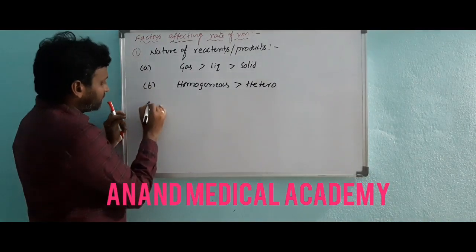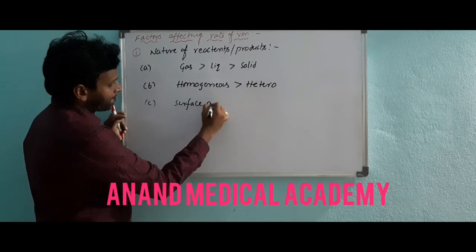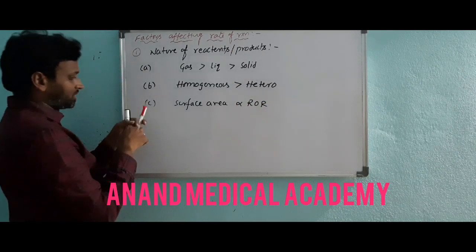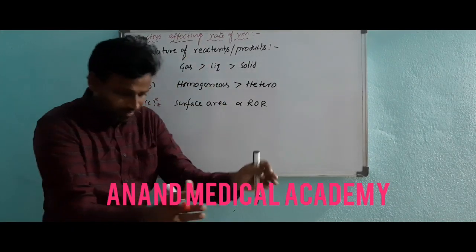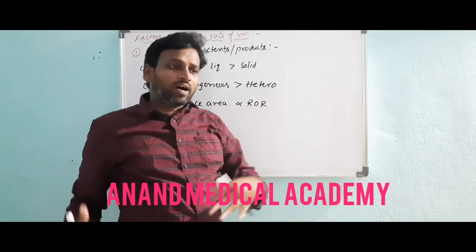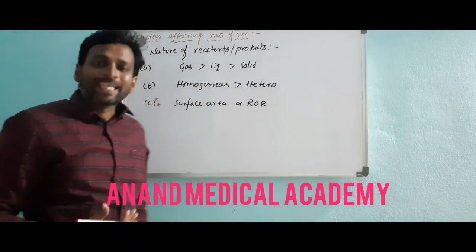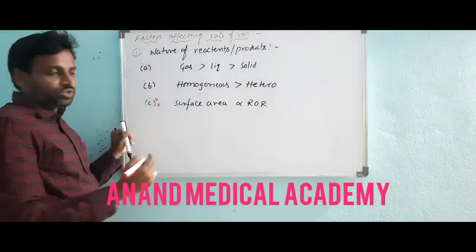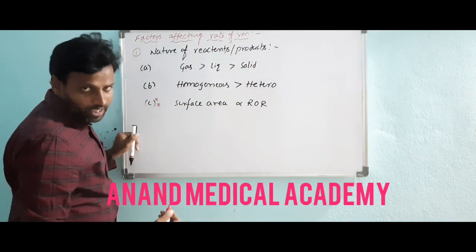Correct? And in this, the third factor is surface area. Yes, surface area is directly proportional to rate of reaction. This is the third one, important. When you are considering the container with reactants, if you have more surface area, then products will be more. Means formation of products will be easy. So surface area is directly proportional to rate of reaction. If surface area of the reactants is more, rate of reaction will be more.